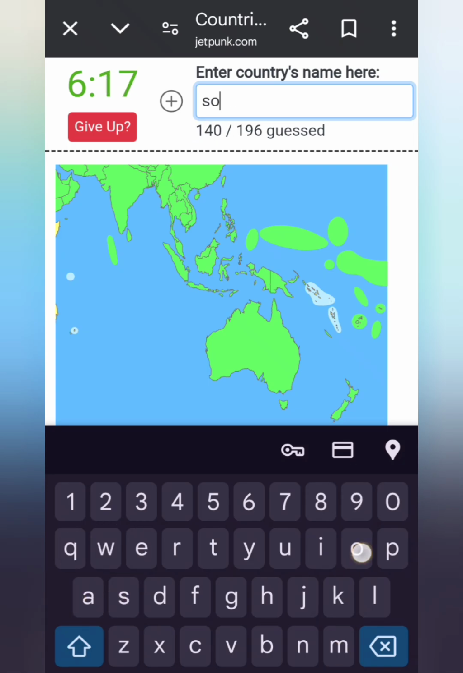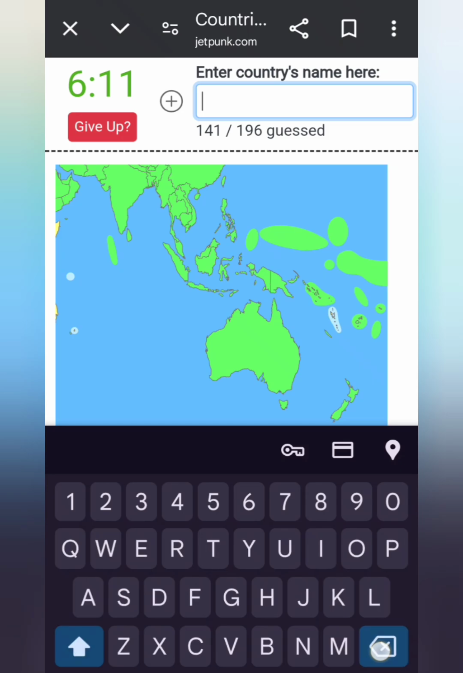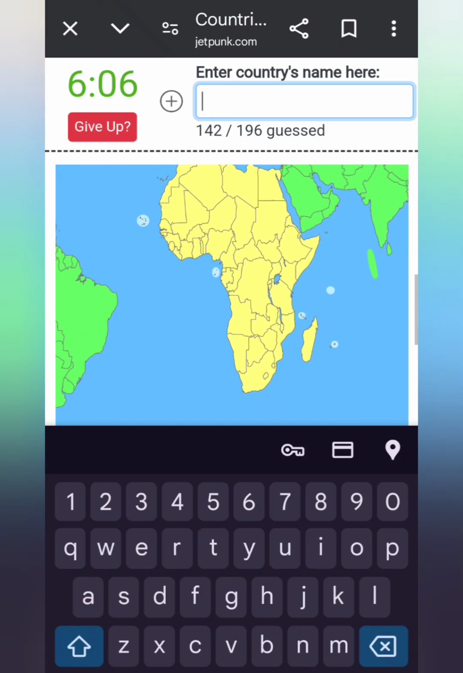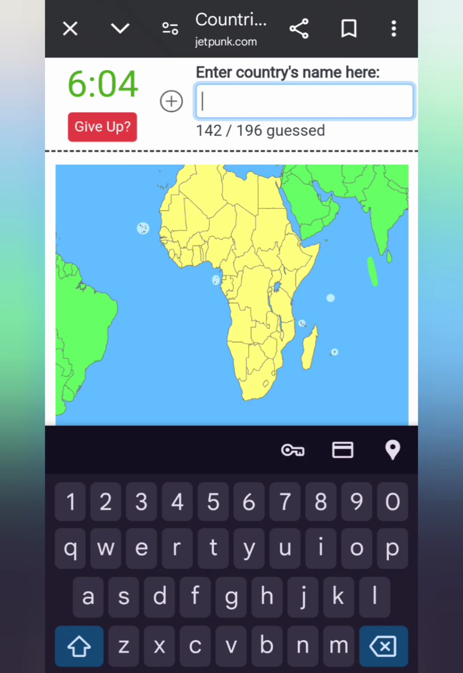The upper one is Solomon Islands. Below Solomon Islands, it is Vanuatu. And here we did Oceania too. Now quickly shifting to Africa. We're going to begin from the bottom. The very bottom is South Africa.